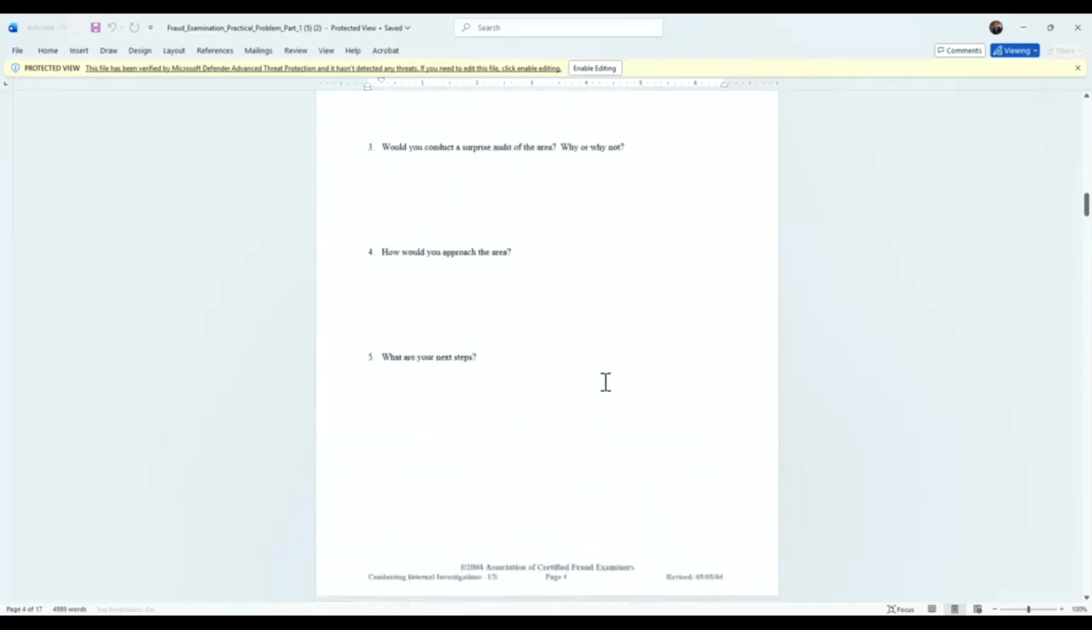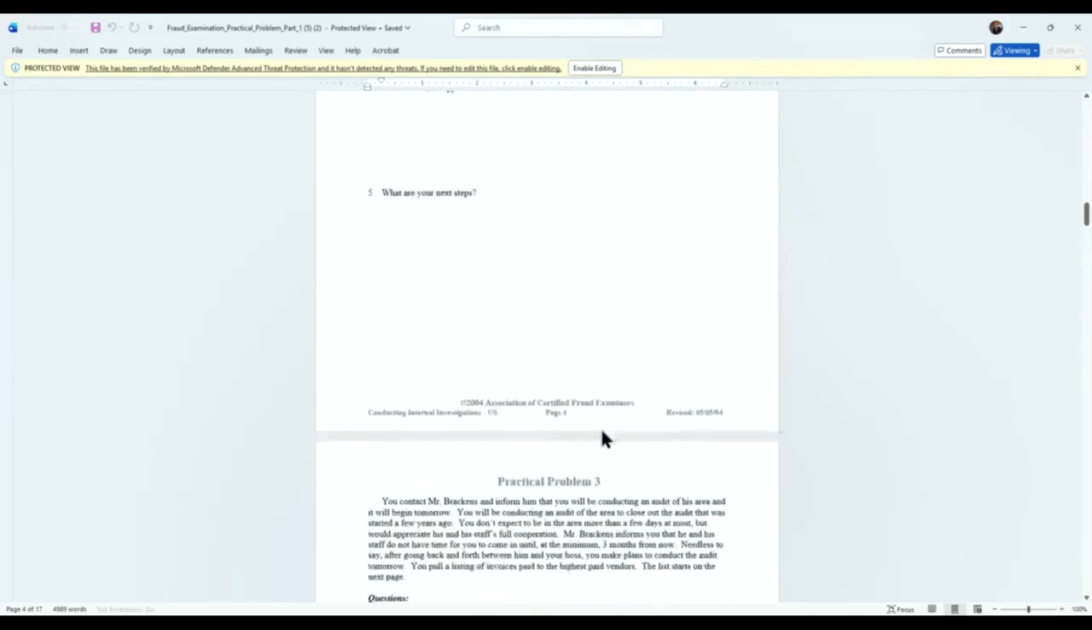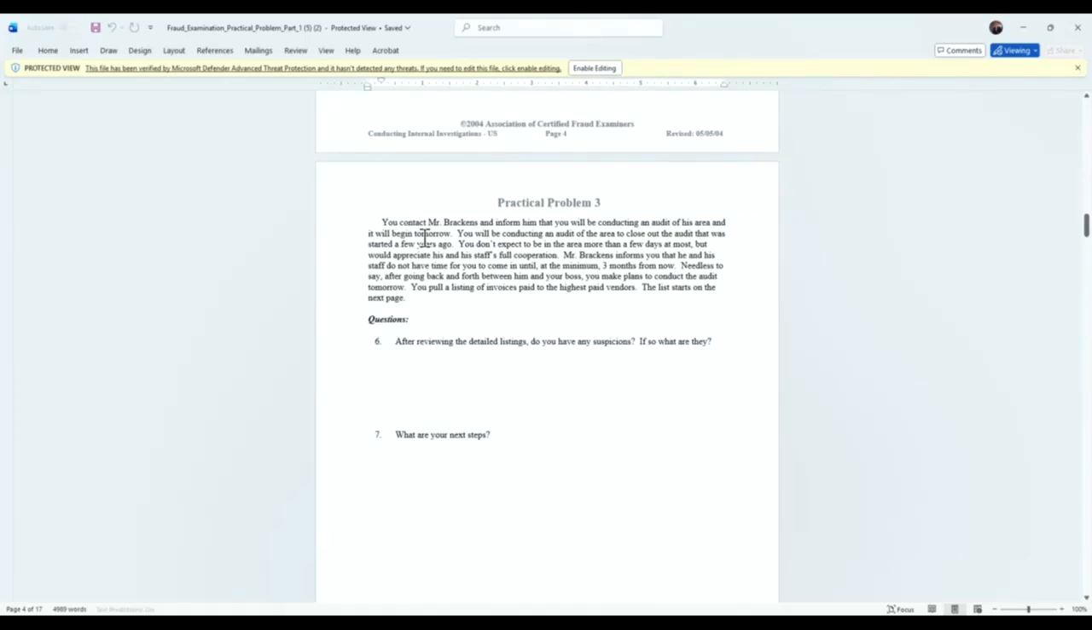and conduct the audit. By the way, I would suggest everybody read the whole thing first, because your answers here pretty much get addressed in the subsequent memo. Such as, you contact Brackens and inform him that you will be conducting the audit of his area and will begin tomorrow. That's pretty quick. You'll be conducting the audit of the area to close out the audit that was started a few years ago. You don't expect to be in the area more than a few days at most, but would appreciate his and his staff's full cooperation. Bracken informs you that he and his staff do not have the time for you to come in until, at a minimum, 3 months from now.